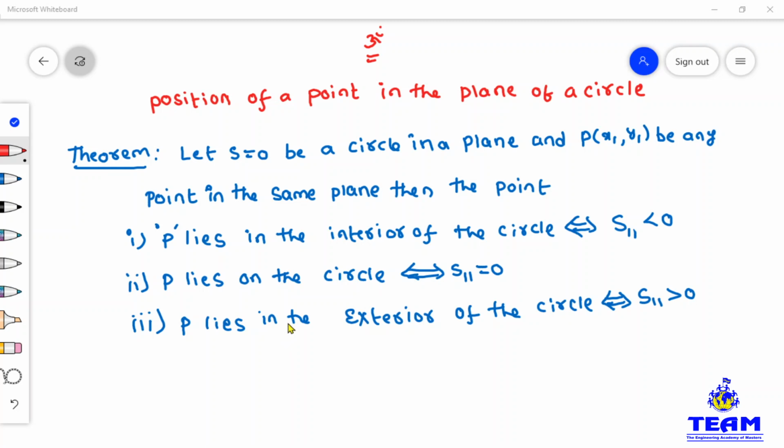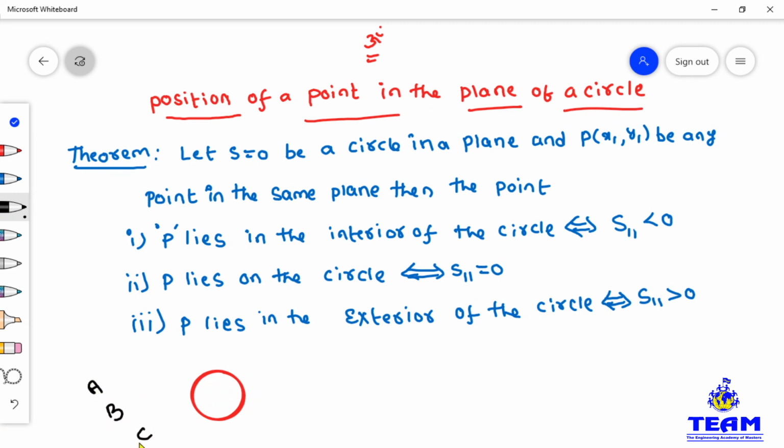In this video, we are discussing the position of a point in the plane of a circle. Suppose we consider a circle, and there are three points: A, B, and C. I am writing one point outside; let us consider A is here, B is a point on the circle, and C is another point that is inside of the circle.